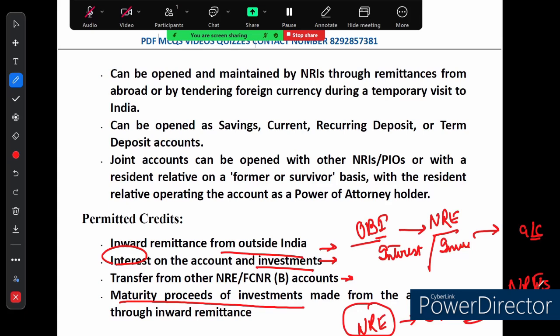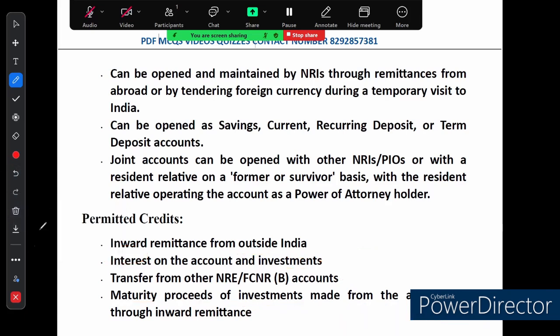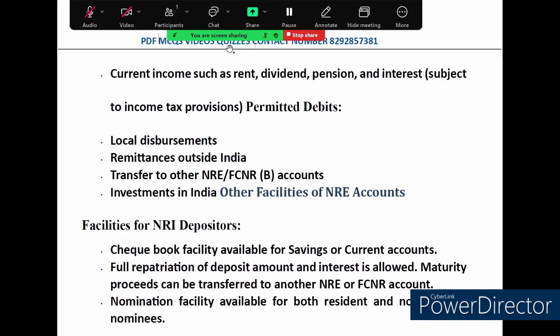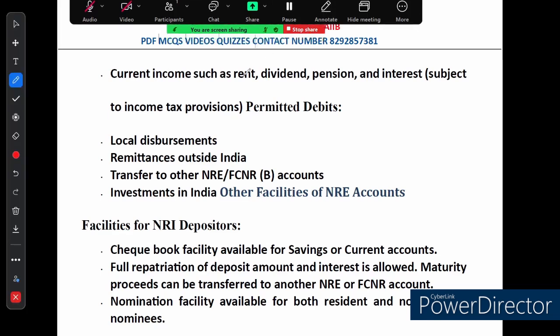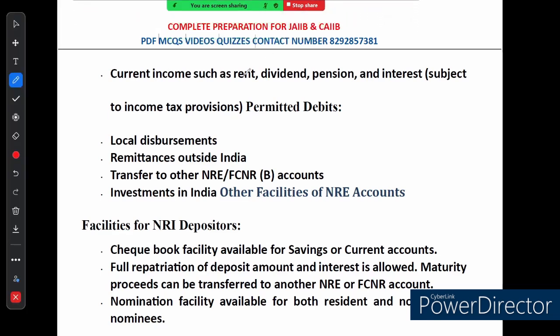And the last is current income. Let's see the next slide. The last thing is current income, not currency, current income. You can also deposit income earned in India, such as rent from property, dividend from shares, pension or interest. However, this is subject to Indian income tax, so be sure to check this out.